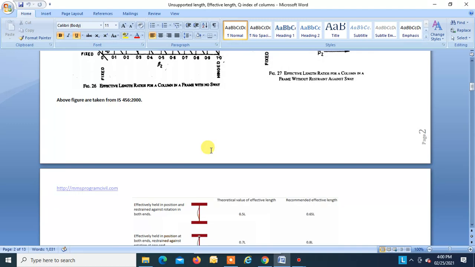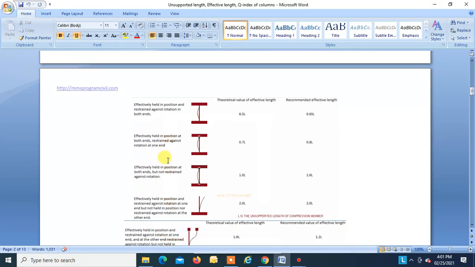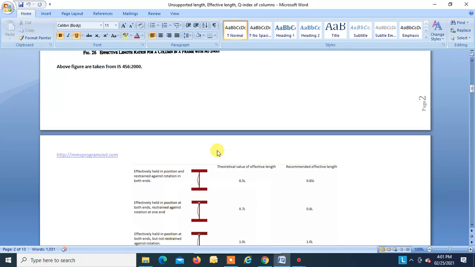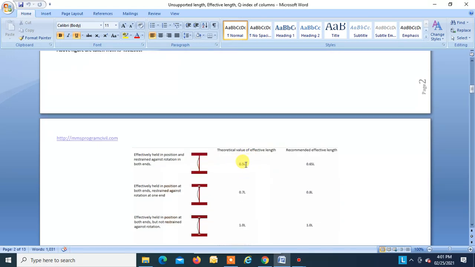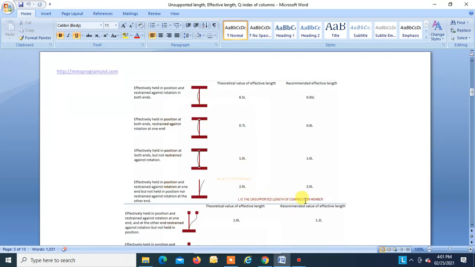So the code has given some standard theoretical values and recommended values for some standard cases which usually do not occur in practical fields. Say when the joints of a column, both top and bottom, are rigidly fixed, in this case theoretically you have to take K as 0.5 into the unsupported length L, where L is the unsupported length of the compression member. So this is the theoretical value. The code recommends that in such cases you have to take 0.65 L.